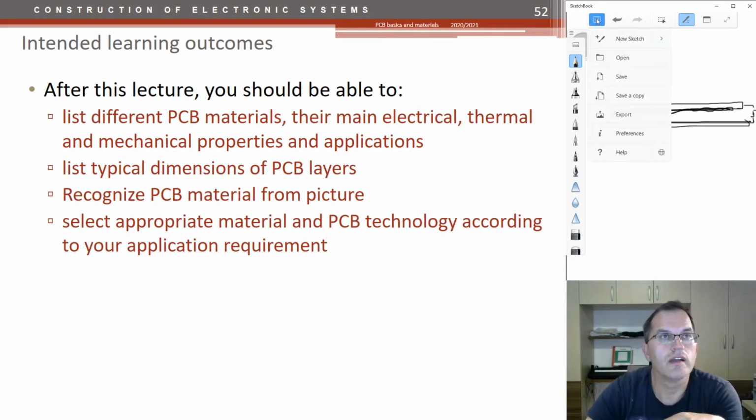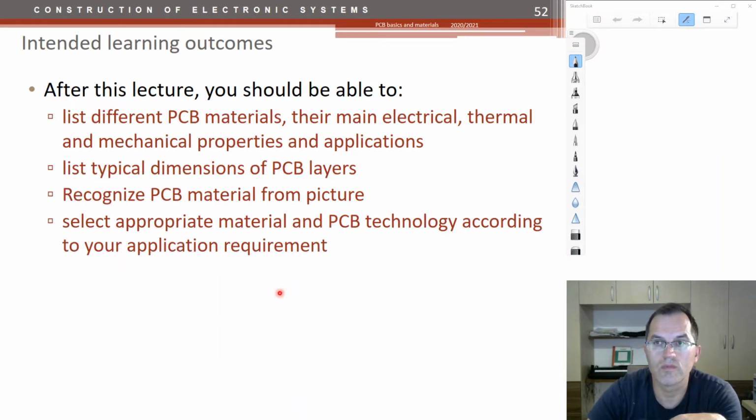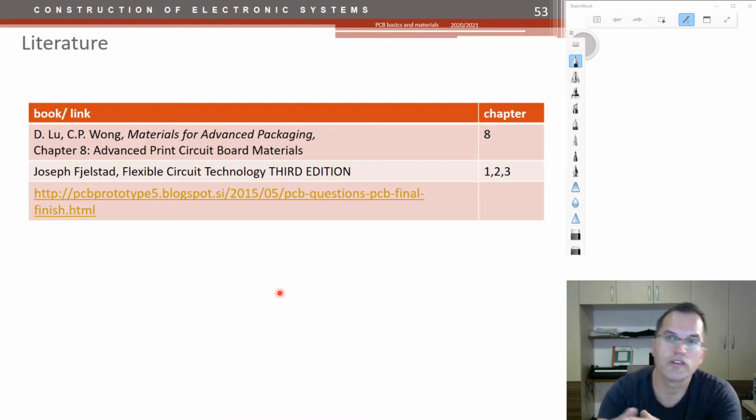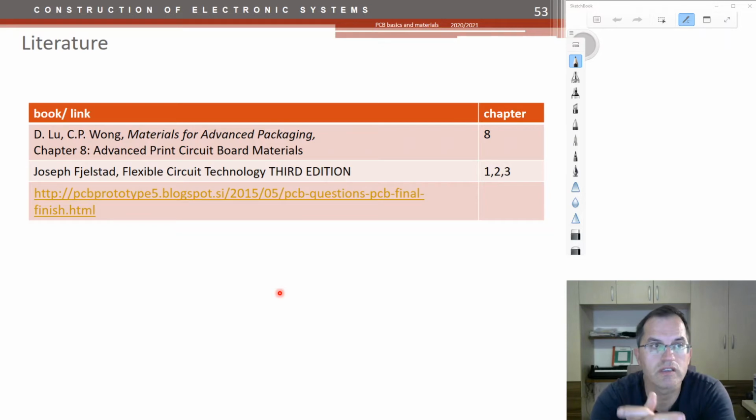And finally, what do I have? Some literature. If you want to read more about these topics, there are some books available on EFE, or there are some links shown here. So at the end of each lecture, you would get such a list of literature you can read if you want more information. And that's it from my side.